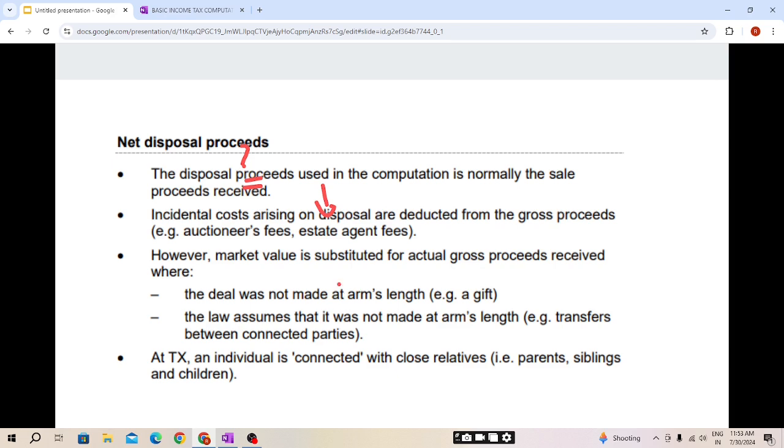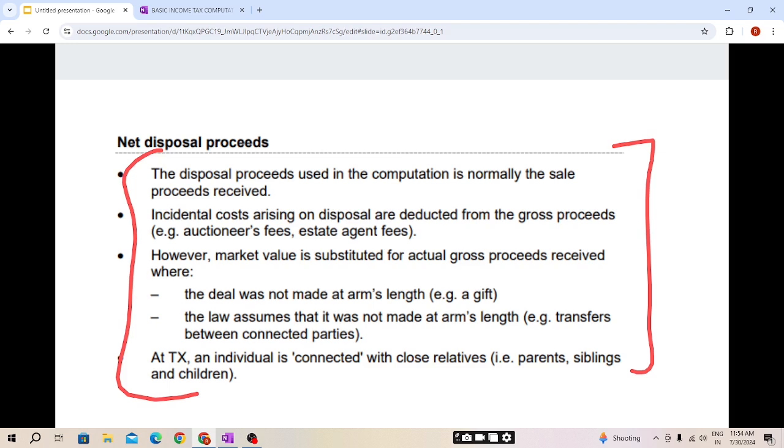So in that case, when we gift an asset, we need to consider the market value of the asset. And if the disposal is not at arm's length, that is, the disposal has been done to connected parties. Connected parties means, at ATX, an individual is connected with close relatives, that is parents, siblings and children. So if the asset has been sold to connected parties and the transaction is not at arm's length, then we need to consider the market value. I hope these 3 points are important, students.